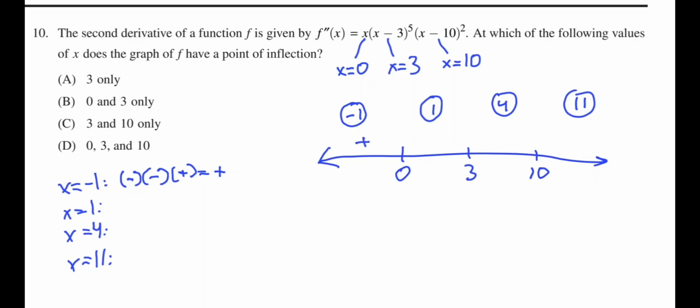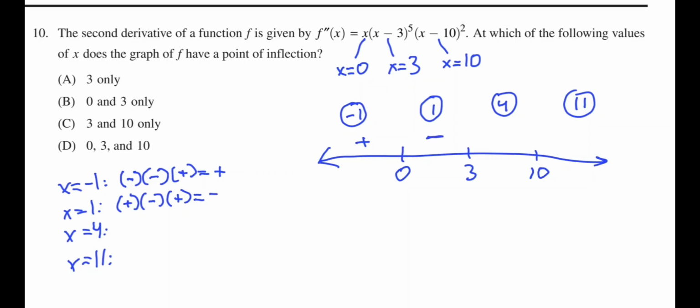Now, if we plug in 1 for every x, the first factor is going to be positive 1. The second factor is 1 minus 3, which is -2, and the odd power of a negative number would be negative. And then the last factor is always going to be positive because we're squaring the number. And positive times negative times positive would be an overall negative sign.